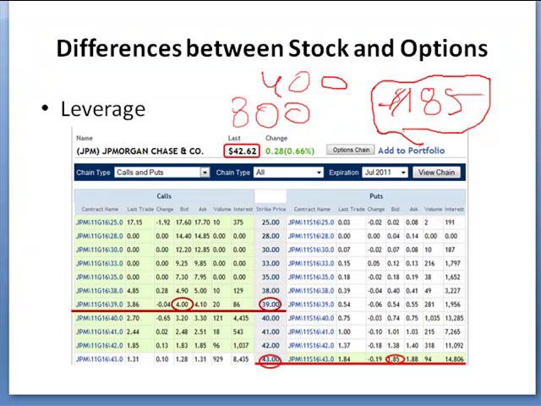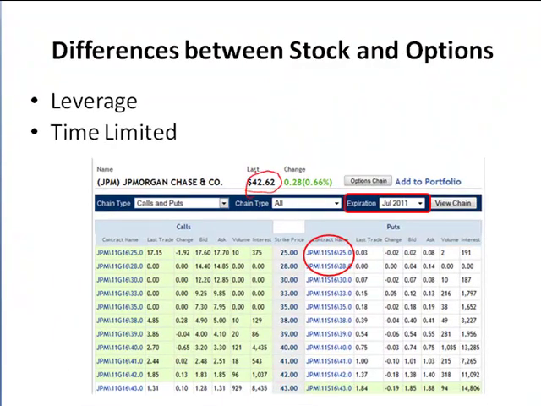Another difference between stock and options that I wanted to go over was time limited. Now you have to realize that when I pulled up this options chain, I pulled up the July 2011 options, which basically means that it will expire in July of 2011. And you can see here that date is the 16th. So then it will expire.